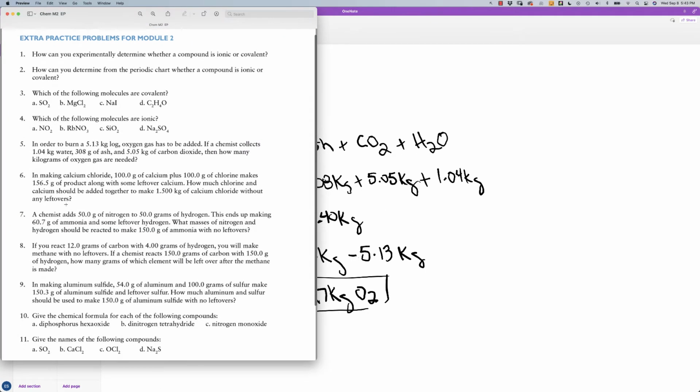Number 6 says, in making calcium chloride, you get 100.0 grams of calcium plus 100.0 grams of chlorine, makes 156.5 grams of product, along with some leftover calcium. That right there tells us that we use all of the chlorine in this, 100% of it, so 100.0. How much chlorine and calcium should be added together to make 1,500 grams of calcium chloride without any leftovers? Sorry, I said 1,500 kilograms. 1,500 grams is what it would be.